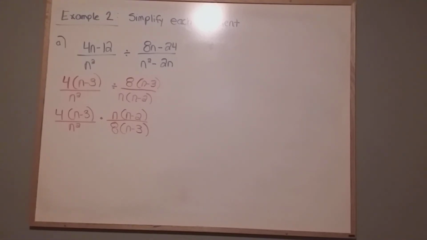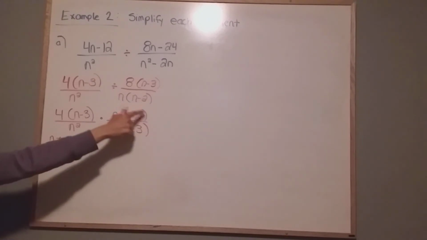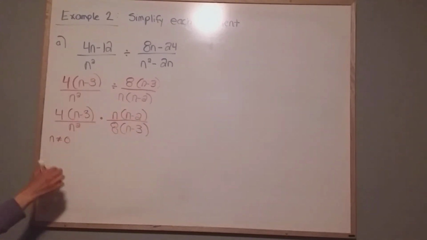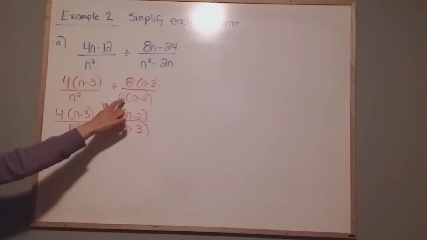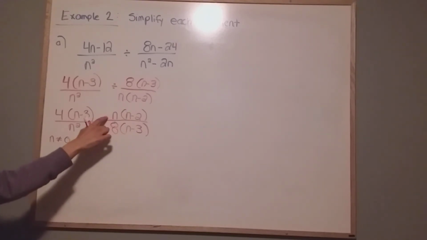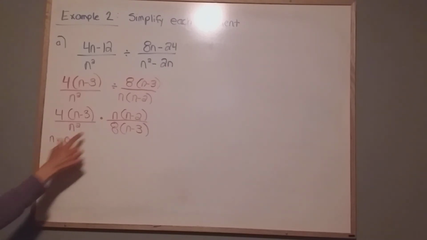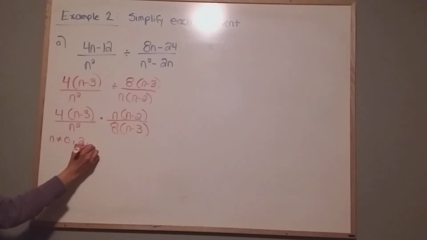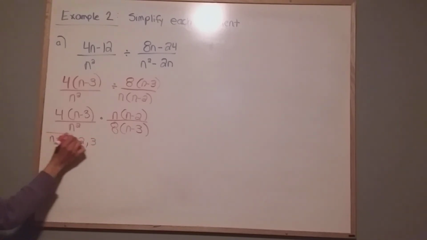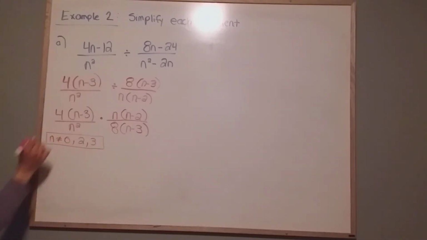Okay? Now I state my restriction. When I state my restriction, I state my restriction on the denominator of my first fraction. So I know n cannot equal 0. And I state the restriction on the entire fraction because at one point that was on the bottom and now this is on the bottom. So here I have a monomial, so it'll be 0 again. I don't have to write it twice. Here it would be positive 2 and here it would be positive 3. So those are my restrictions.